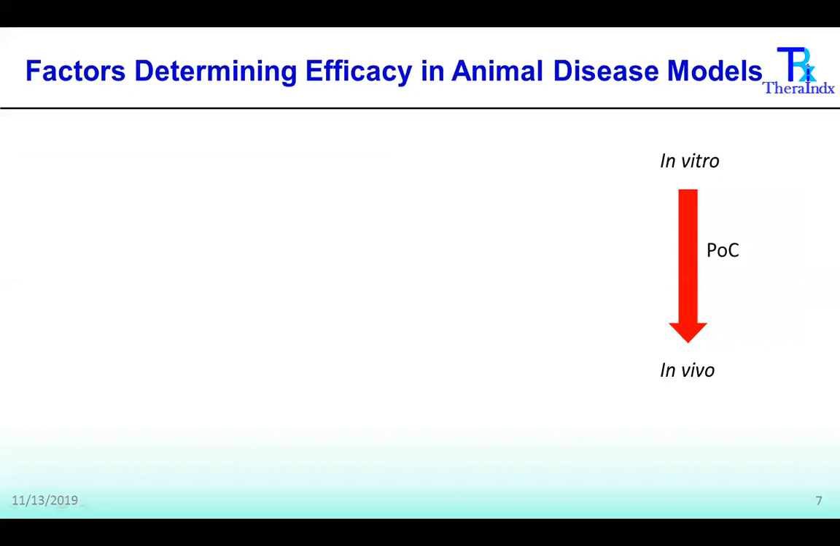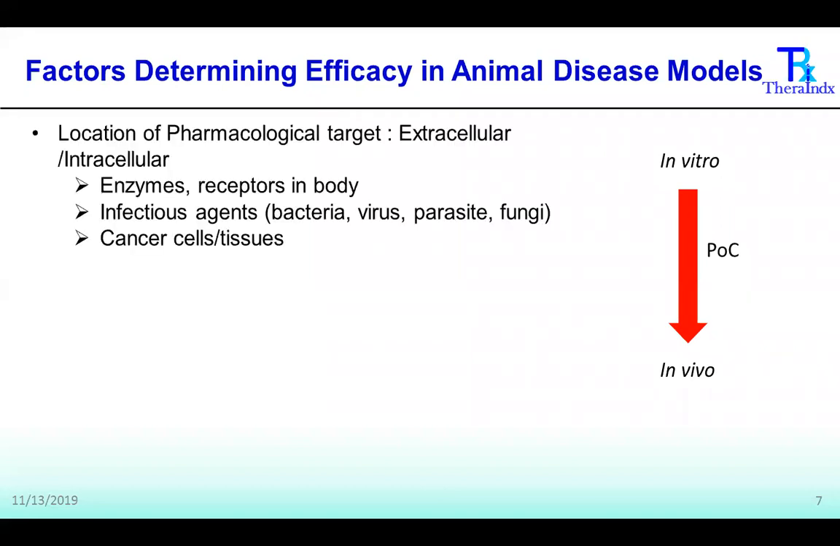The other major set of factors that determine the efficacy of a compound in animal disease models is the disease model itself. The first important point one has to consider is the location of the pharmacological target. Is it extracellular or intracellular? For example, most enzymes reside in the cytoplasm of the cell, whereas most receptors are in the cell plasma membrane. Now, if you look at infectious agents like bacteria, viruses, parasites, and fungi, they could be residing in the blood, in the tissues, or inside the bones.